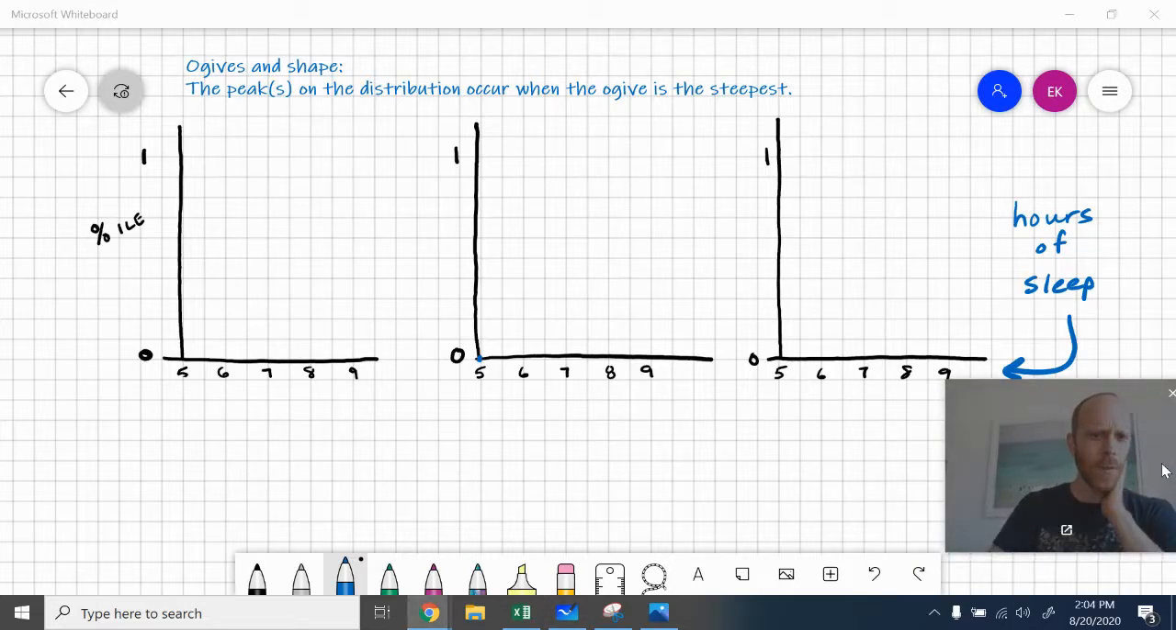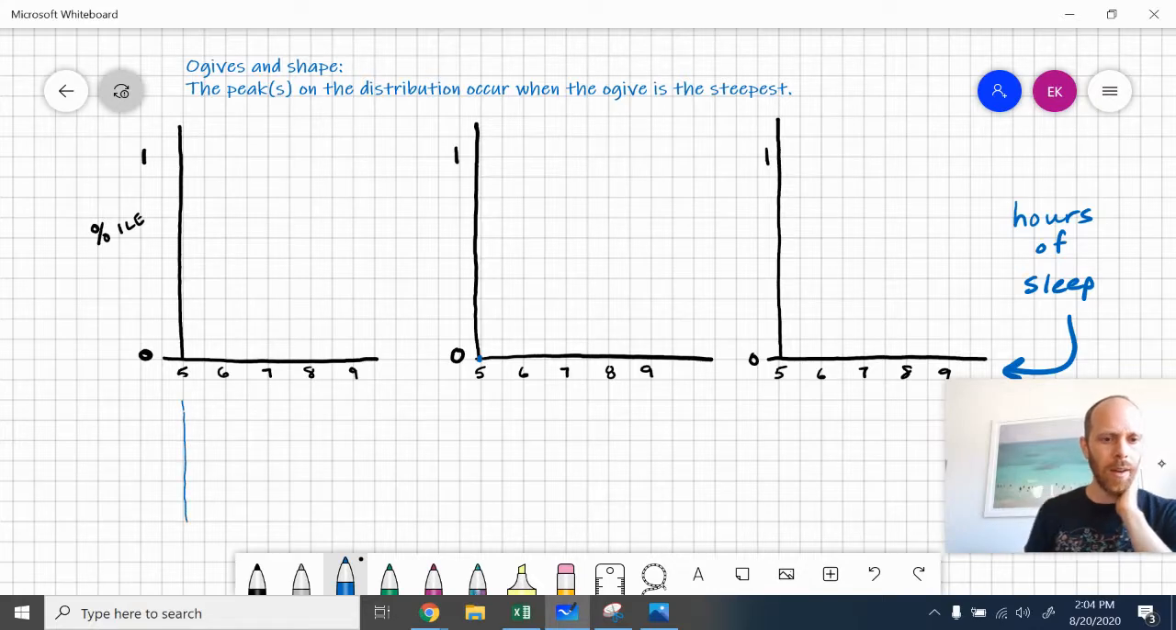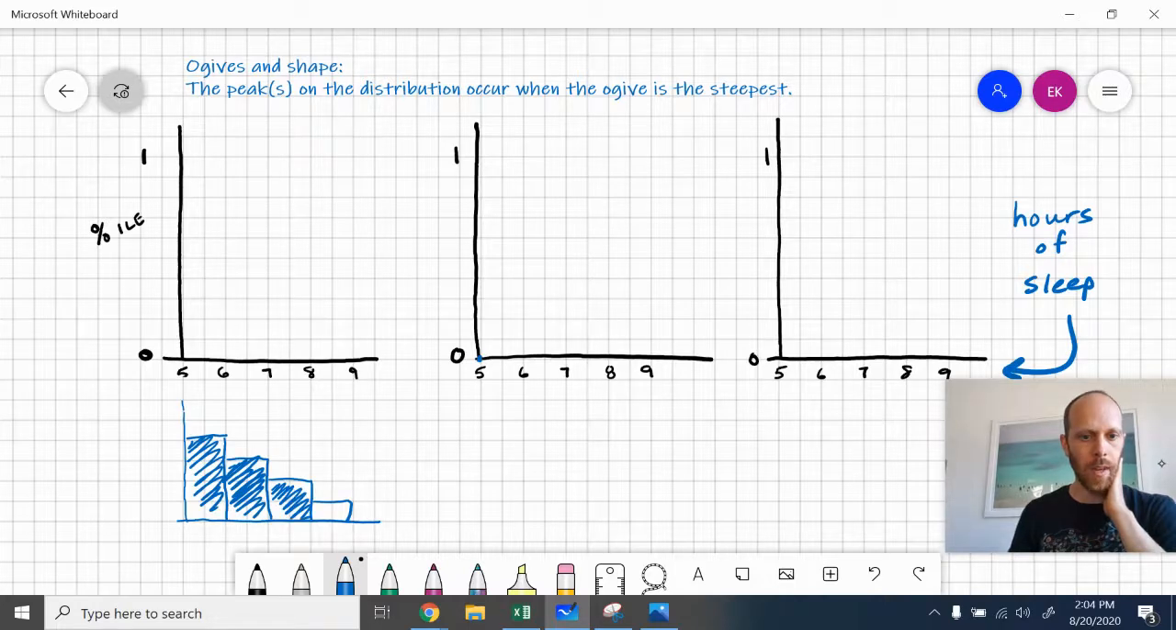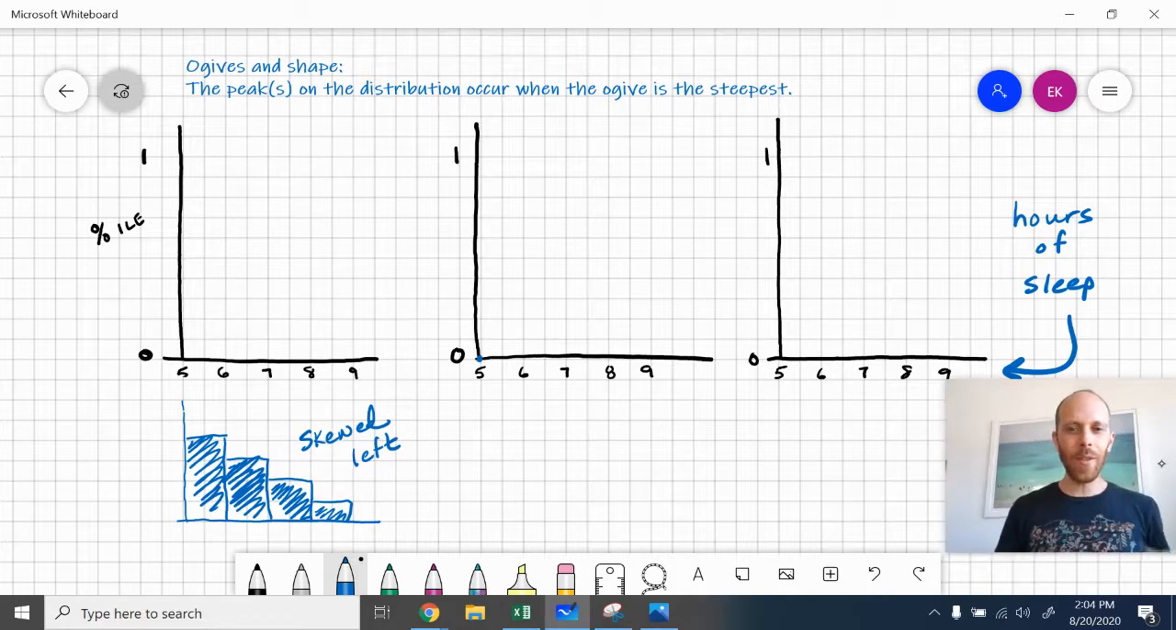Okay. Imagine first, suppose that I had already drawn a histogram of these data, and the histogram looked a little something like this. So a lot of people 5 to 6. You guys aren't sleeping enough. Fewer 6 to 7, even fewer 7 to 8, and then very few 8 to 9. So we've got this graph, and it is skewed left.